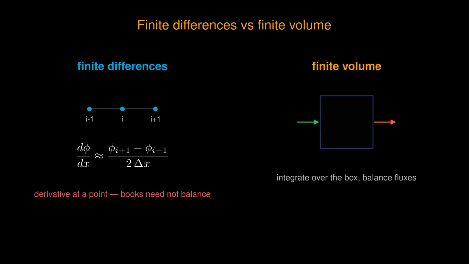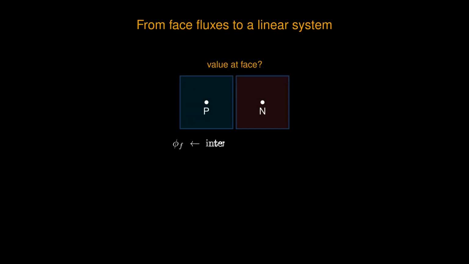The finite volume method never asks the derivative to behave. It integrates the law over each box and balances the fluxes, so conservation holds no matter how good or bad the mesh is. In engineering, a leaking solver is worse than a slightly inaccurate one, so that guarantee is the whole game. To turn this into numbers, the solver needs the flux on each face.